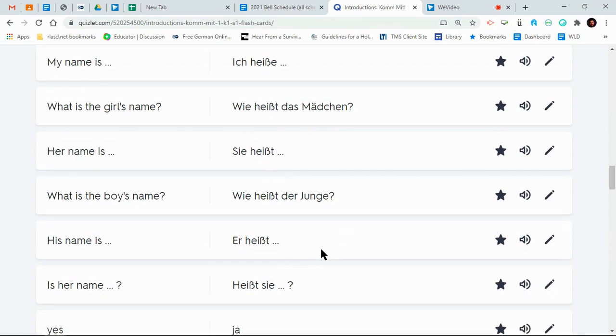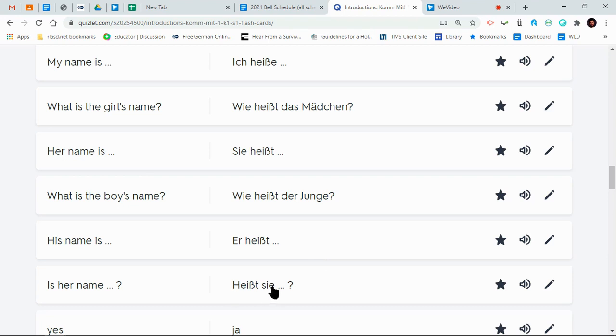Our response here could be, his name is, heißt. And then the last one dealing with heißen here, we have, her name is. Heißt sie.